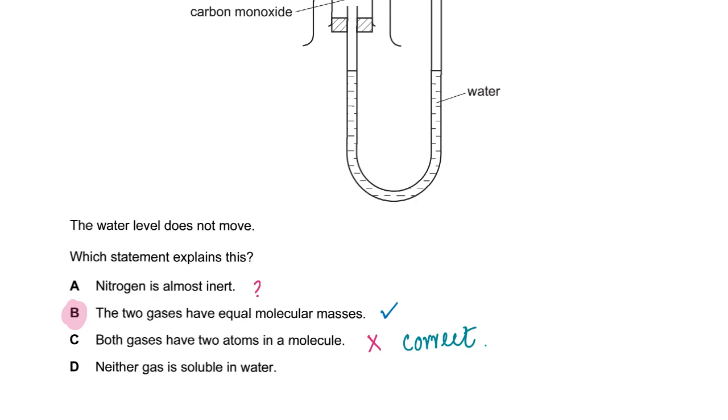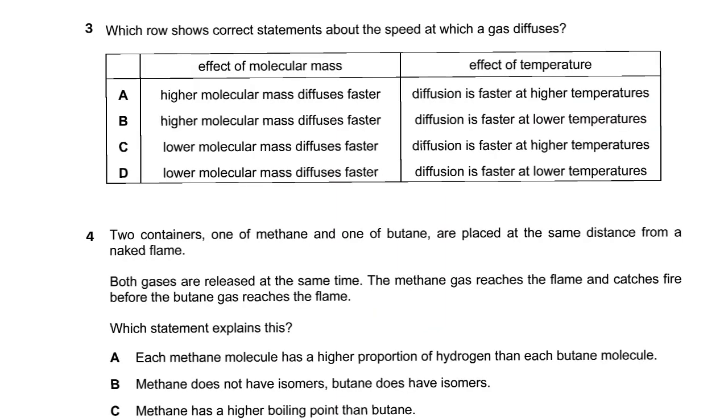Let's move on. Now I kind of like these questions because they confuse you the first time, but if you can filter information out really quickly, it becomes a lot easier. So let's read the question first and I'll show you what I mean. Which row shows correct statements about the speed at which a gas diffuses? Effect of molecular mass. Okay.